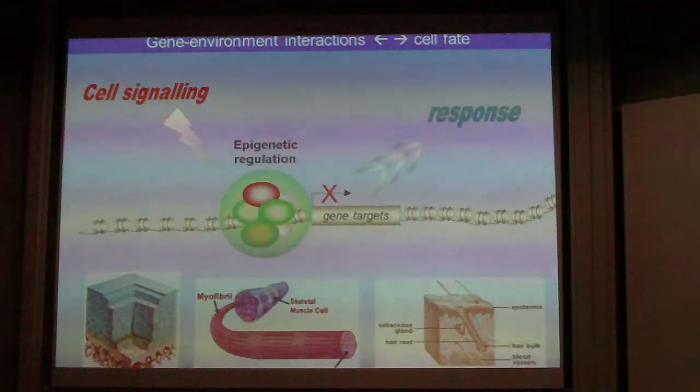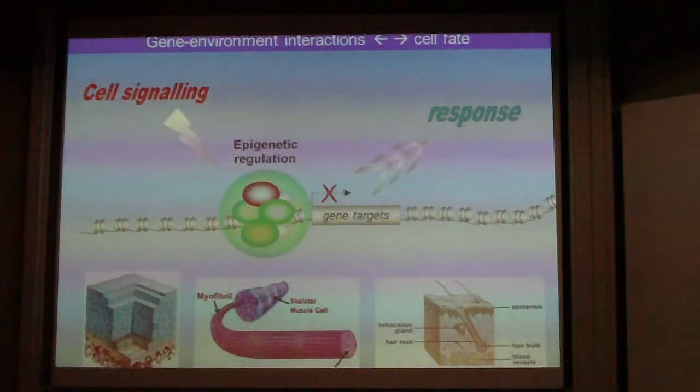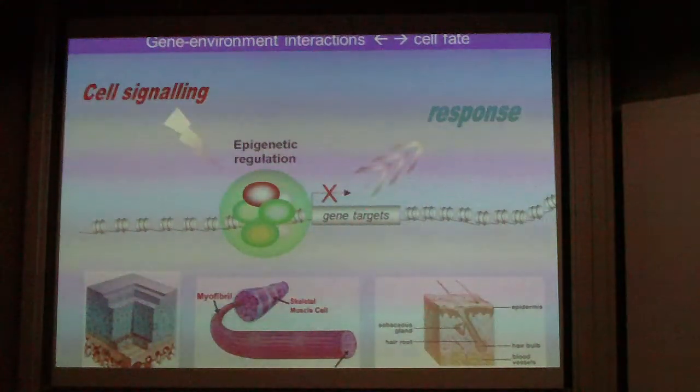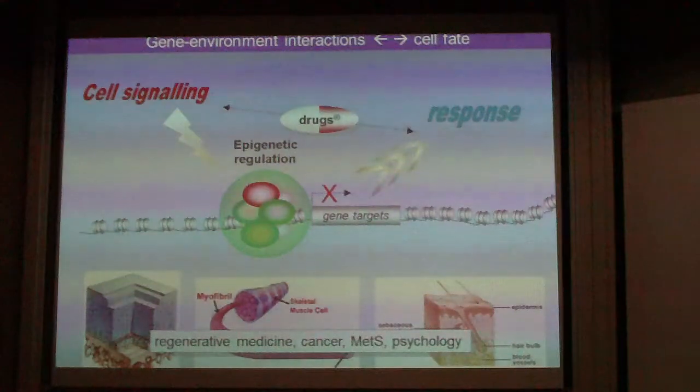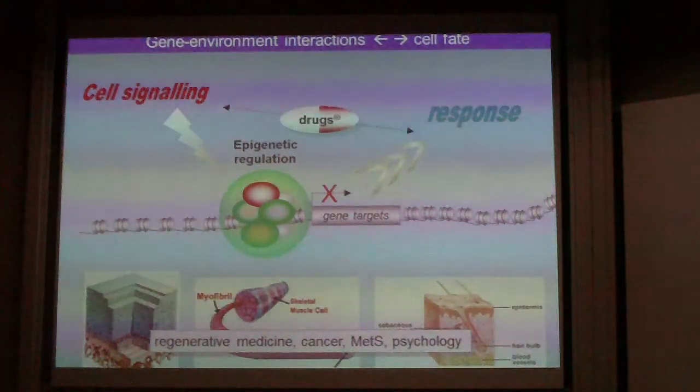And so, understanding how cell signaling reaches chromatin and how cells at a molecular level integrate these signals, these cues, and actually do something with them in terms of gene regulation and mount a response. Understanding those mechanisms is of course going to be important when we want to develop drugs that target any of these processes. And as we've seen, this is relevant to several areas in medicine, including regenerative medicine, cancer, the metabolic syndrome, and even maybe psychological disorders, right?